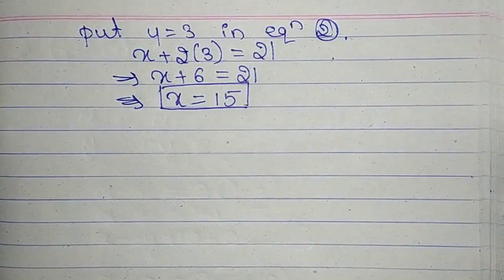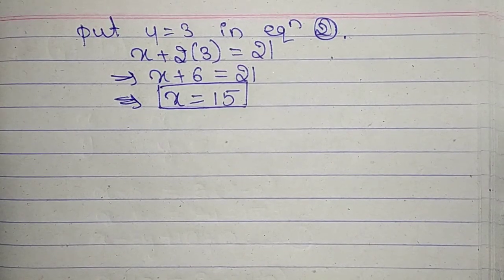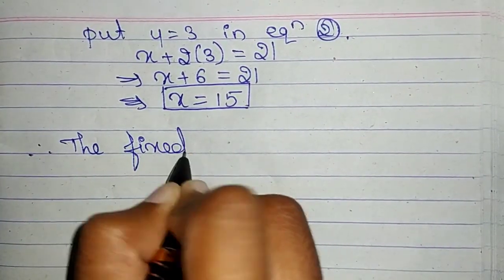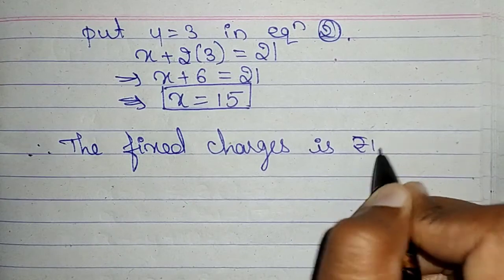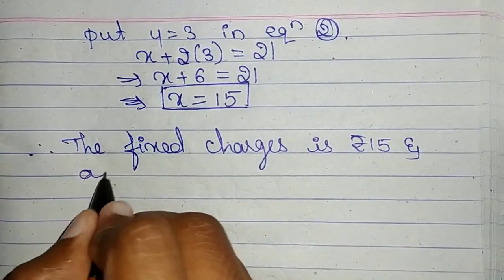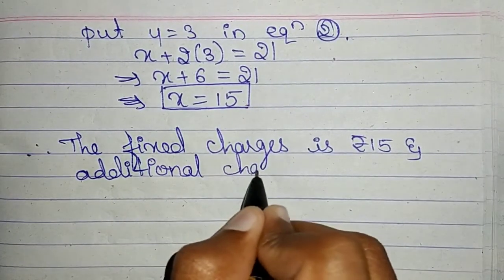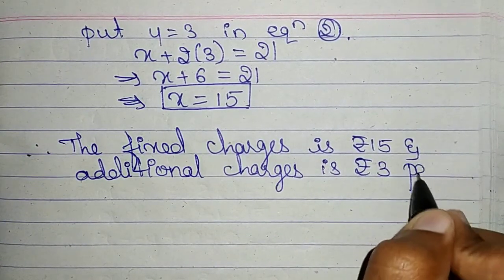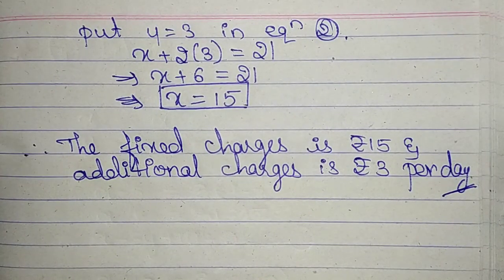The fixed charge is rupees 15, and if you exceed that limit, then each day you have to pay 3 rupees. So therefore the fixed charge is rupees 15 and the additional charge is rupees 3 per day. So this is our required solution for the equation. This completes your exercise 3.4.